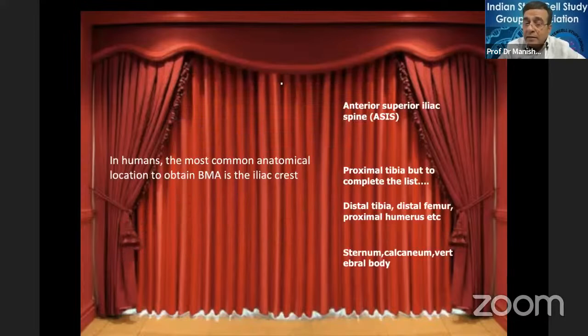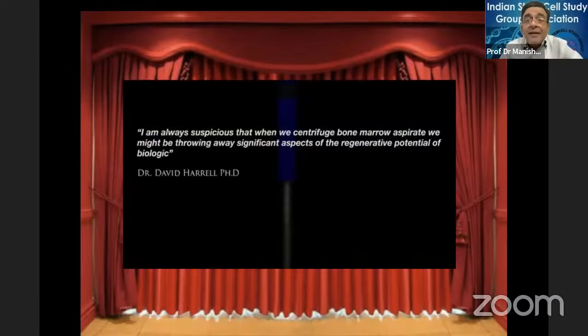So what are the other areas? Distal tibia, distal femur, proximal humerus, sternum, calcaneum, and the list is long. But practically, we play with the iliac crest, either the posterior superior iliac spine or the anterior superior iliac spine. Definitely the posterior superior iliac spine is better because you will have more concentrate and you can take out a larger amount of bone marrow aspirate and then concentrate it.